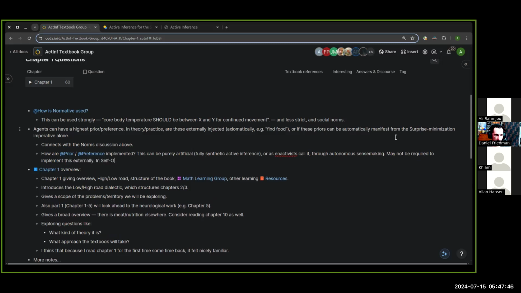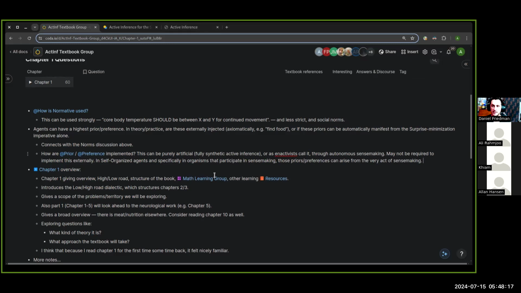In self-organized agents, and specifically in the organisms that participate in sense making, I use this term in the enactivist sense, those priors and preferences can arise from the very active sense making. So yes, it can be purely internal and autonomous as well. Thanks.